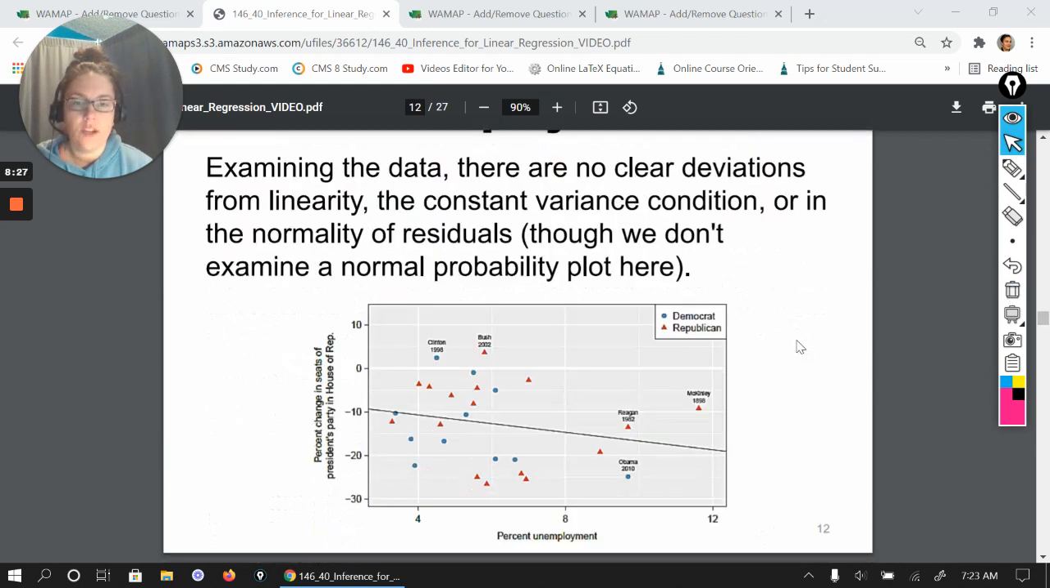Examining the data, there are no clear deviations from linearity, the constant variance condition, or in the normality of residuals, though we don't examine a normal probability plot here. So everything is pretty balanced above and below this line. This is a time sequence, so we might have an issue there, but so far so good.